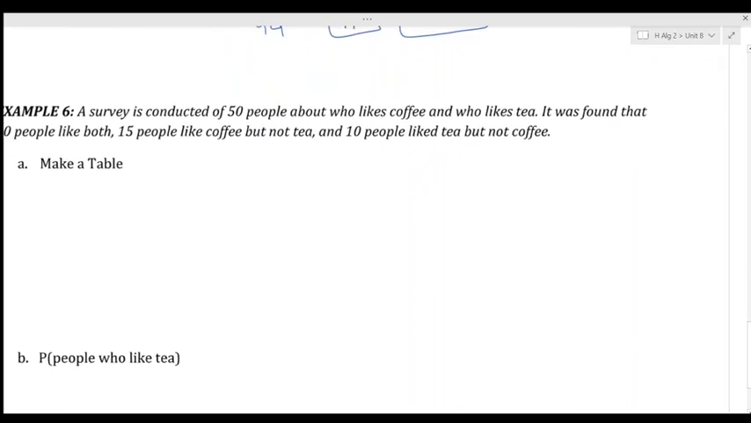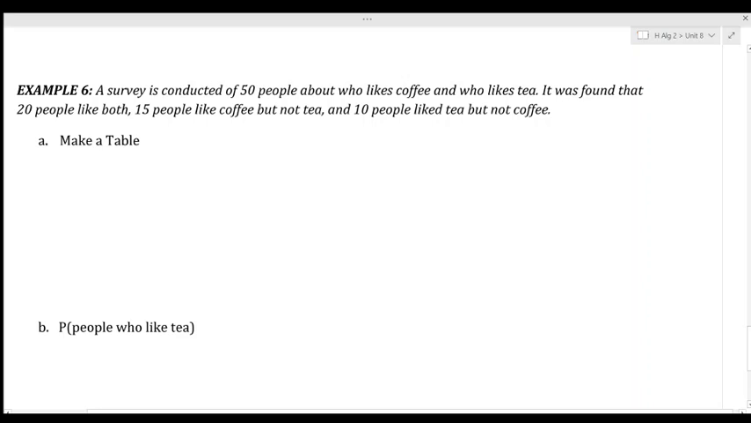So, example 6. I want you guys to just make the table on your own, but we're going to read it through together. A survey is conducted of 50 people about who likes coffee and who likes tea. It is found that 20 people like both, 15 people like coffee but not tea, and 10 people like tea but not coffee. All right, so try and make the table on your own. See if you got this.